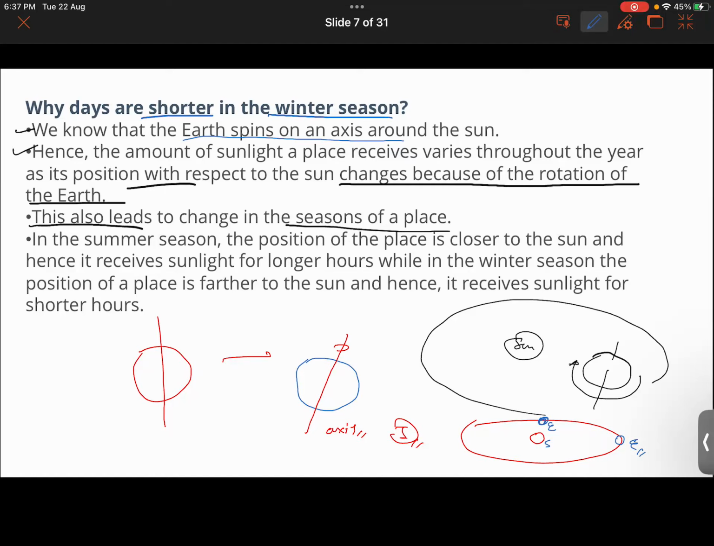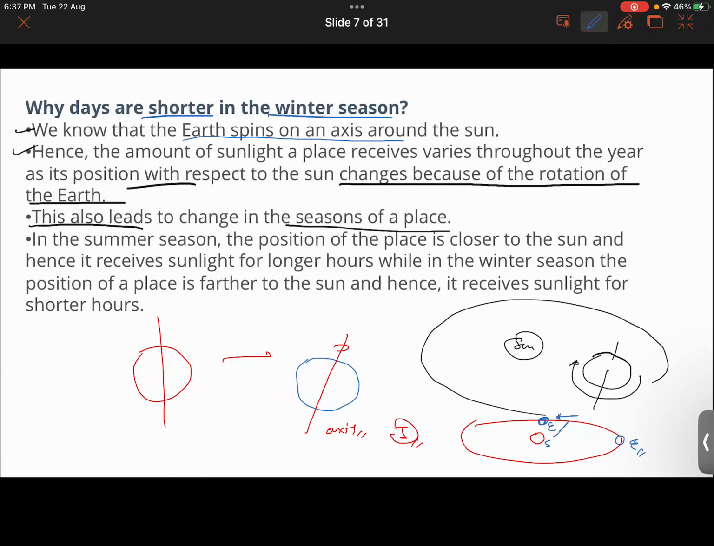Obviously when it is at this position, right? The question was in which case the earth will be receiving more sunlight. So we say that the amount of sunlight a place on the earth receives will vary throughout the year as its position with respect to the sun keeps changing because of rotation and revolution. Earth is doing rotation on its axis, and meanwhile it is also doing revolution around the sun. So different places will receive different amounts of insolation.